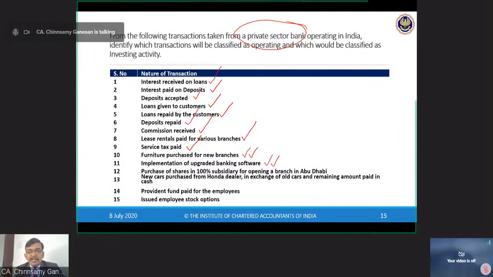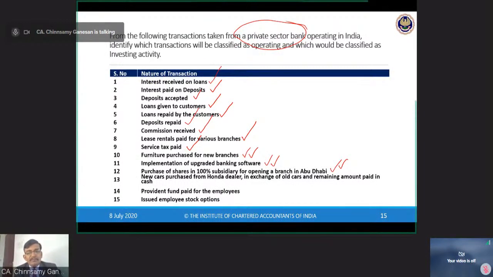Purchase of shares of a 100% subsidiary for opening a branch in Abu Dhabi. I am investing in another branch. So this is an investment made. Definitely not operating activity, even though it's a branch activity. It's a long-term investment. To that extent, it is part of my investing activity.